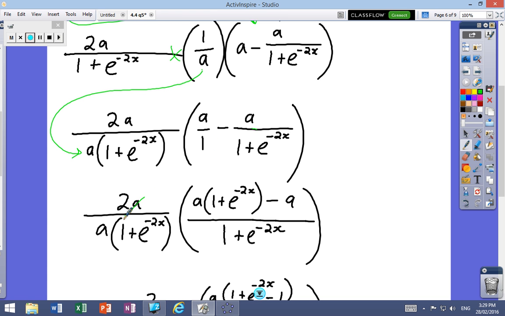This a here can cancel with this a here. What's happened here is that I have cross-multiplied. One times minus a becomes minus 1a. A times 1 plus e to the minus 2x becomes a outside of 1 plus e to the minus 2x, and so they've got a common denominator now.